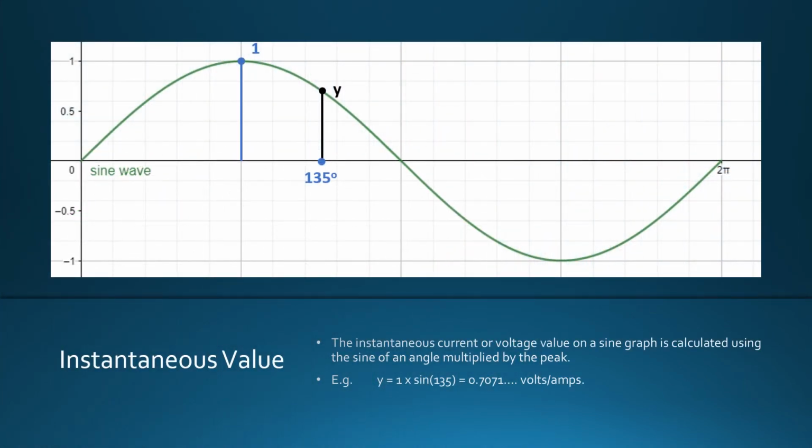The instantaneous value of a sine wave is also known as any point on the graph in which you would like to determine the Y value, or rather the current or voltage at a certain point. To find the instantaneous current or voltage, we must calculate using the sine of the angle multiplied by the peak. In the example above, I can use the formula to find y, which equates to the peak, which is 1, multiplied by a sine of 135 degrees. This gives us approximately 0.7 volts or amps.